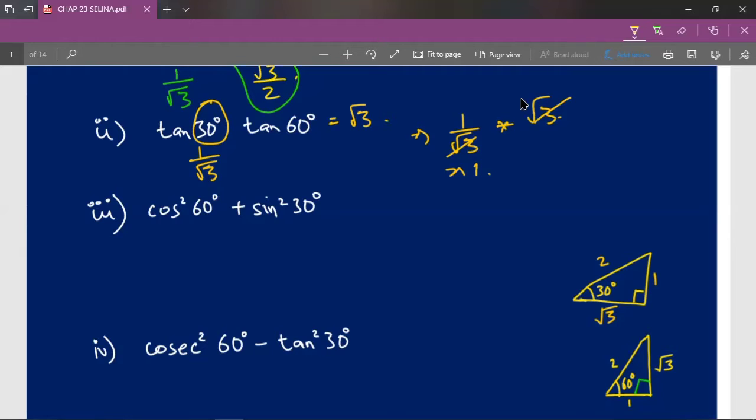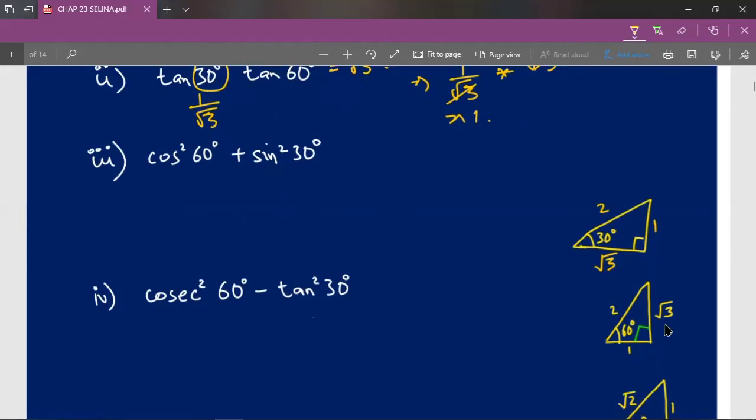So for cos 60 degree, there's a magic triangle assigned to 60 degree. That will be this triangle. With respect to angle 60 degree, tell us the base upon hypotenuse. So cos square 60 degree means that we first find cos 60 degree. With respect to angle 60 degree, cos 60 degree is 1 upon 2. Why? Because the formula for cos is base upon hypotenuse. So cos 60 degree will be equal to 1 upon 2.